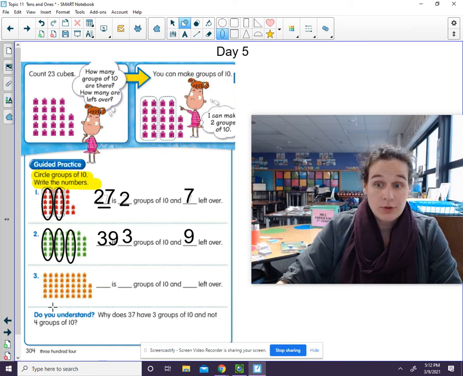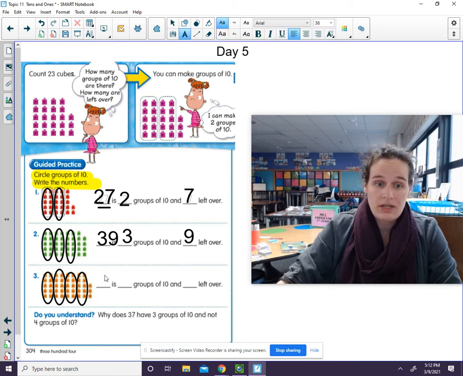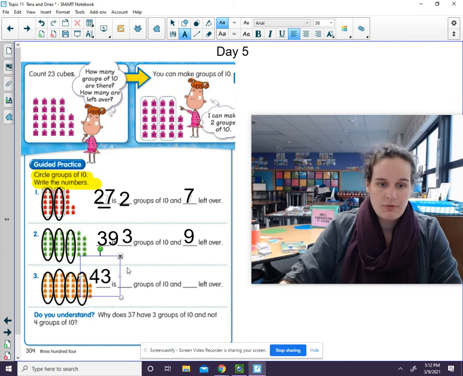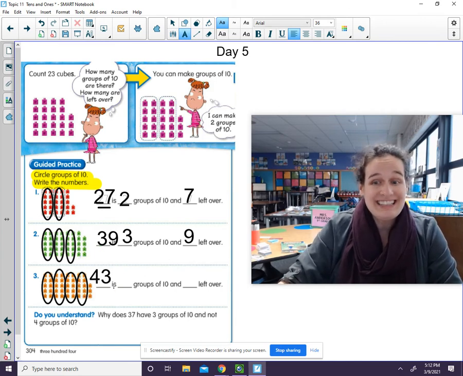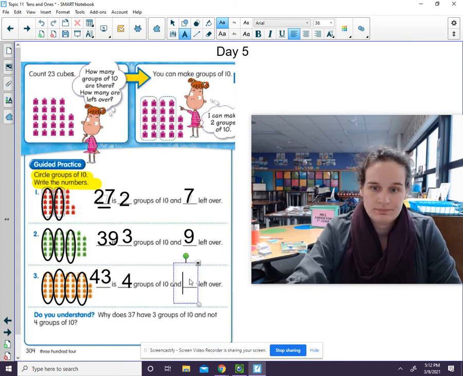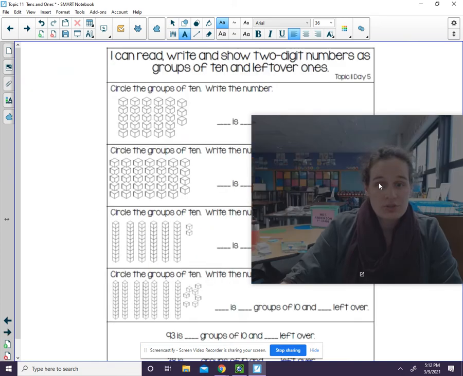Again, we need to circle the groups of 10 first. So there's a group of 10. Here's another group, and another group. So we circled all the groups of 10. So that's 10, 20, 30, 40, 41, 42, 43. I'm putting 43 first because it says 43 is, and then it's asking for the groups of 10. How many groups of 10 are there? 4 groups of 10. How many left over? 3.